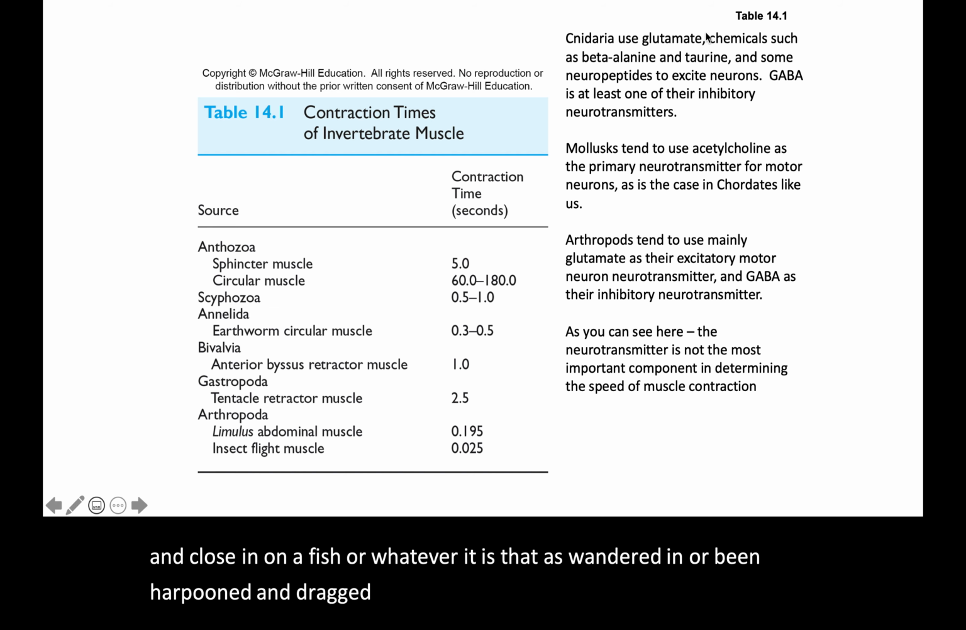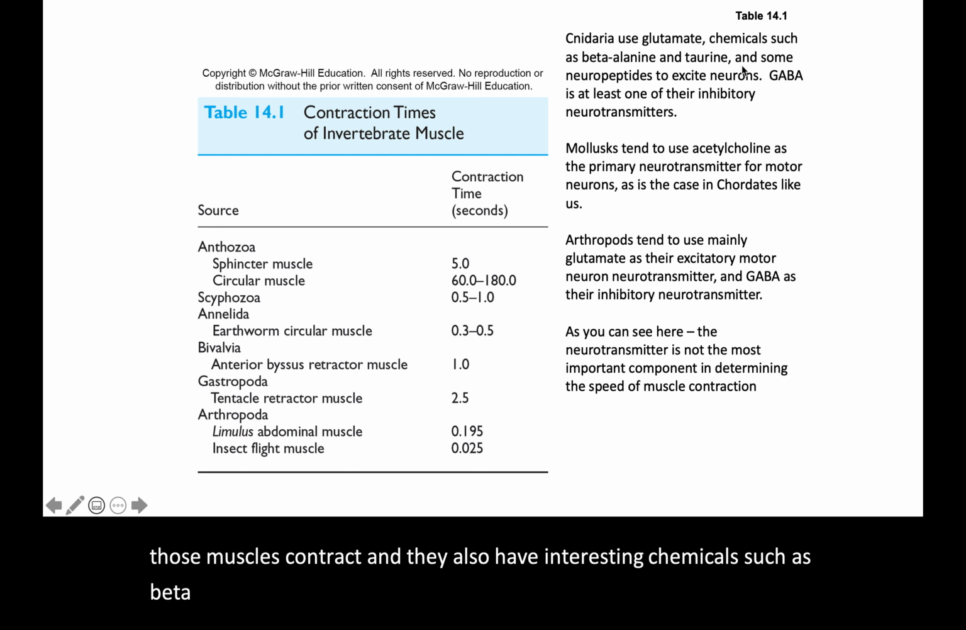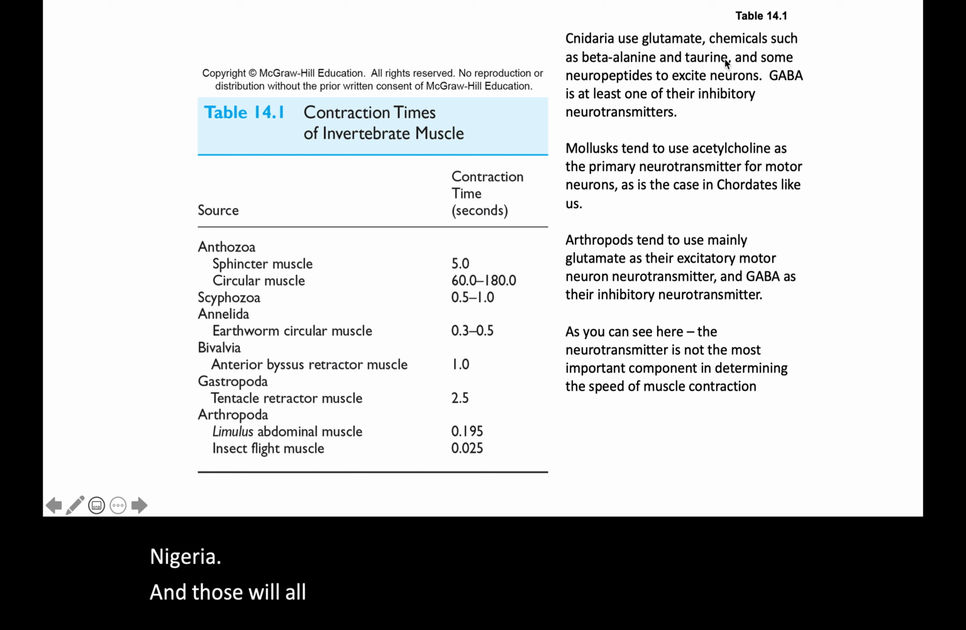But their sphincter muscle, which is their mouth, basically, that beautiful colored thing in the center, has a much quicker contraction time, so it can pinch down and close in on a fish or whatever it is that has wandered in or been harpooned and dragged in. So they're going to use glutamate to make those muscles contract. And they also have interesting chemicals such as beta-alanine and taurine. And all of those serve as neurotransmitters in Cnidaria. And those will all be things that'll make those muscles contract, we think.